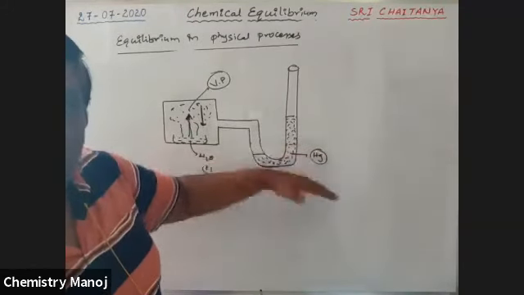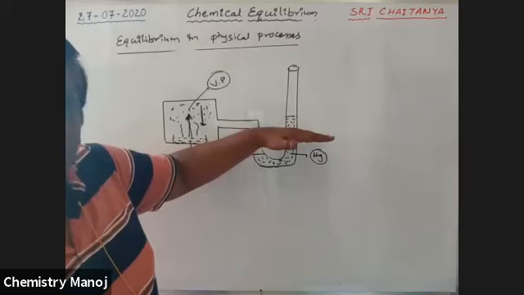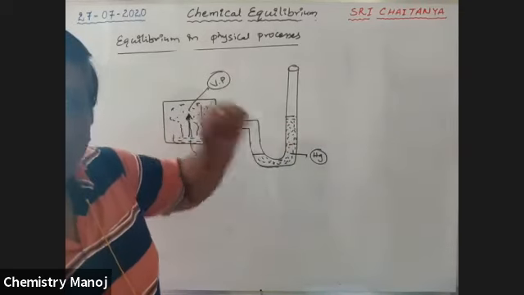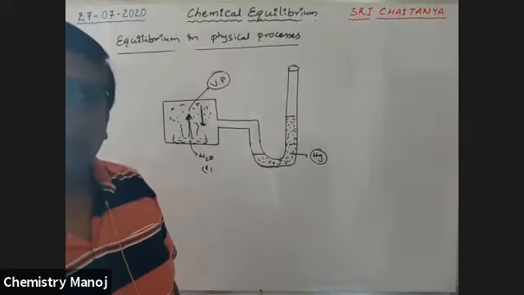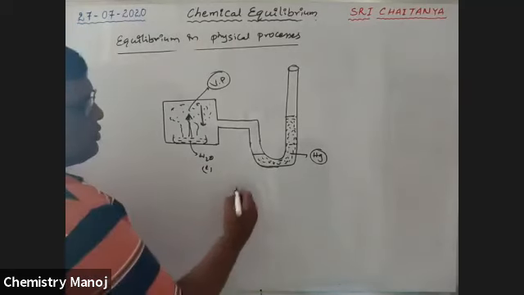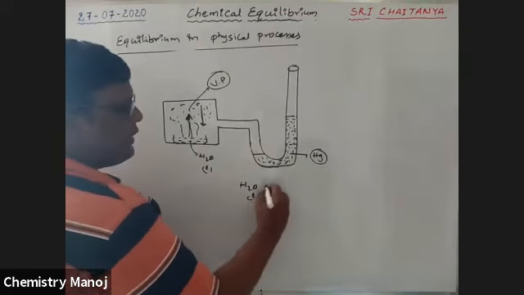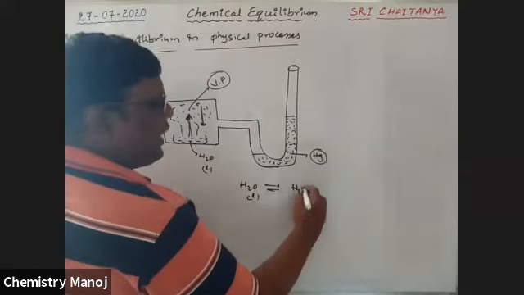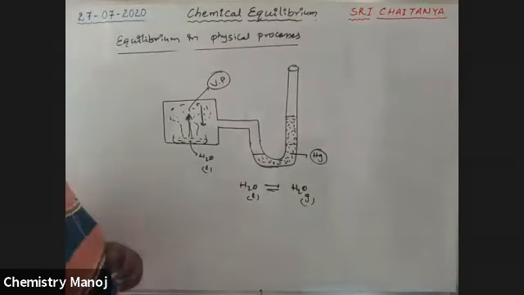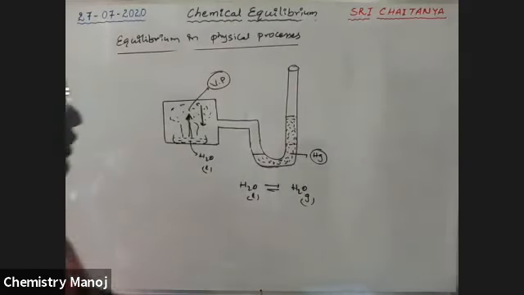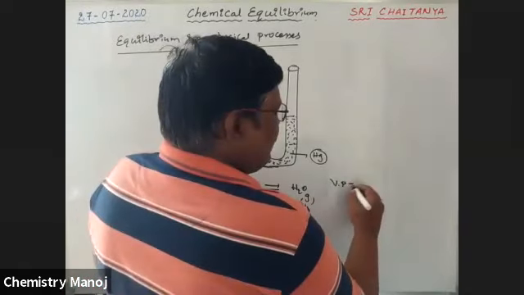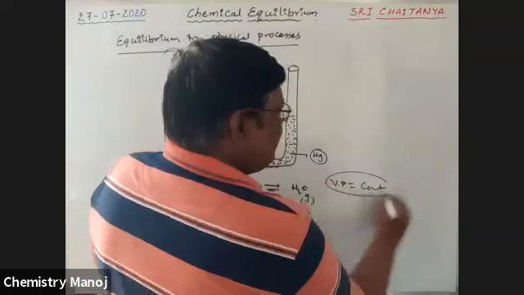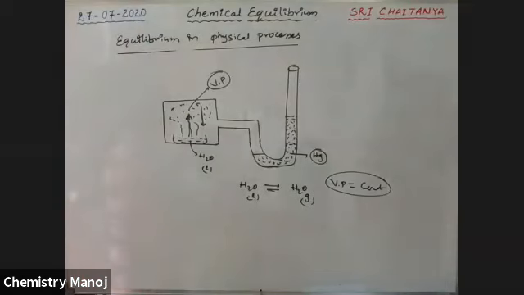So up and down is possible. At a particular point, the level is constant. That is called the equilibrium stage. In that situation, liquid water is in equilibrium with gaseous water. There, the vapor pressure of the liquid is constant.